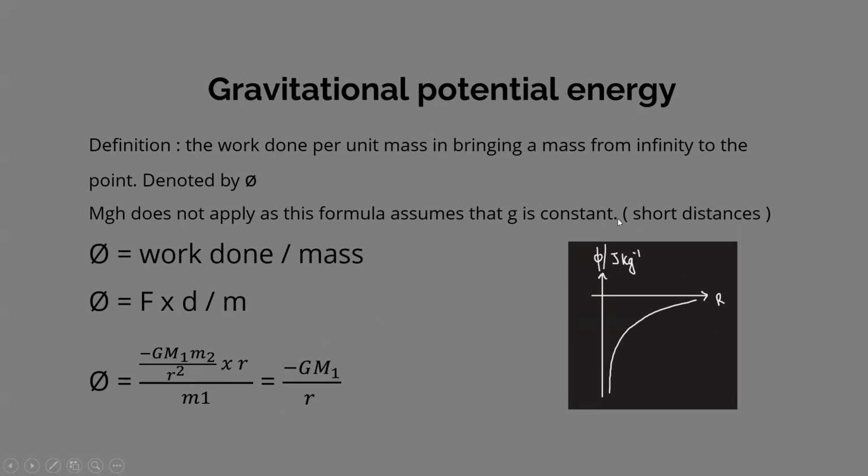This is a graph that you will have to draw. Phi is usually in joules per kilogram, and the x-axis is distance in meters. This graph is not very accurate because it suggests that it will cut the x-axis, but it will never really reach the x-axis. It will continue to go closer and closer, but it will never meet the x-axis. And at infinity, it is known that the gravitational potential is equal to 0.